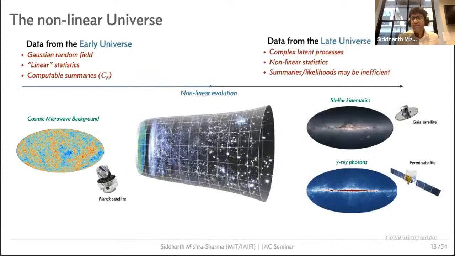In the late universe, things can be much more complicated. Here are just some examples of data sets from the Gaia satellite, kinematics of stars in a galaxy, and gamma ray photons from the Fermi satellite. Here you can have much more complex latent processes, nonlinear statistics, and summaries that may not be very efficient in capturing the data. Nevertheless, often the way things are done is by using low-dimensional summaries.